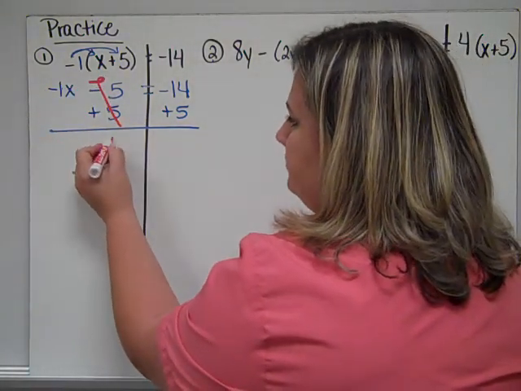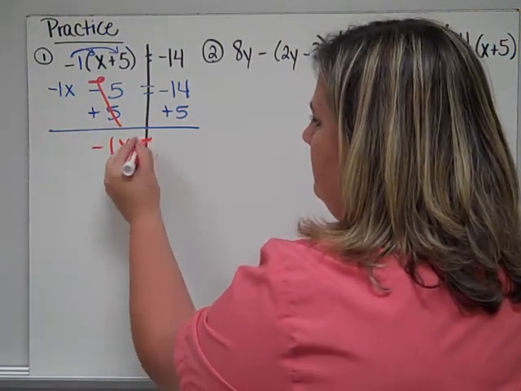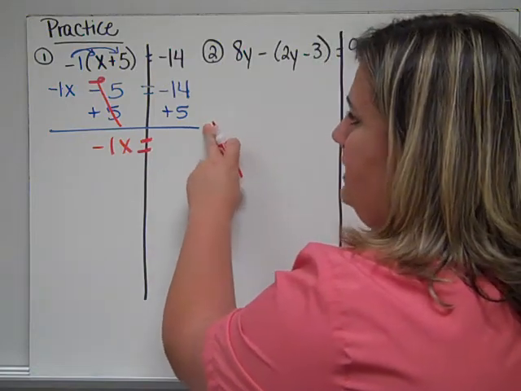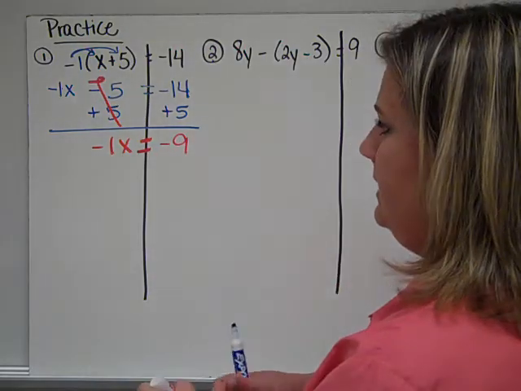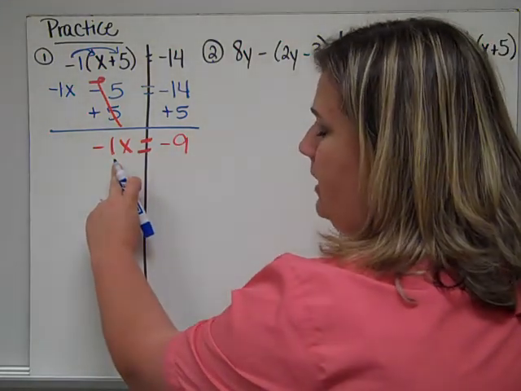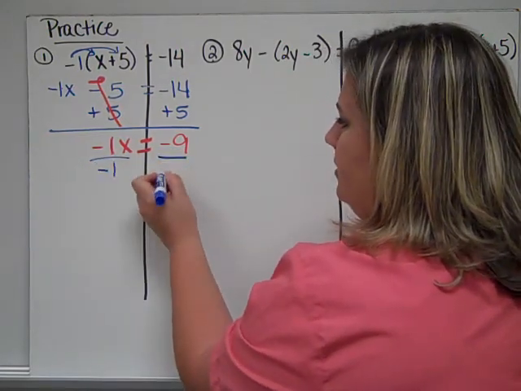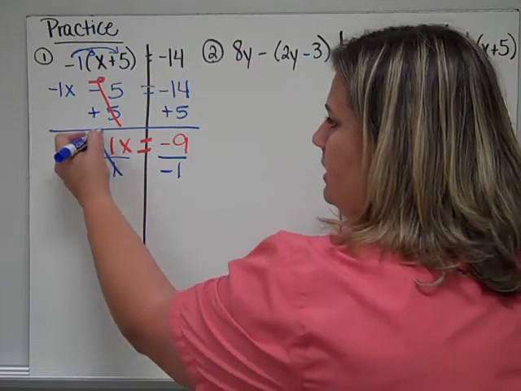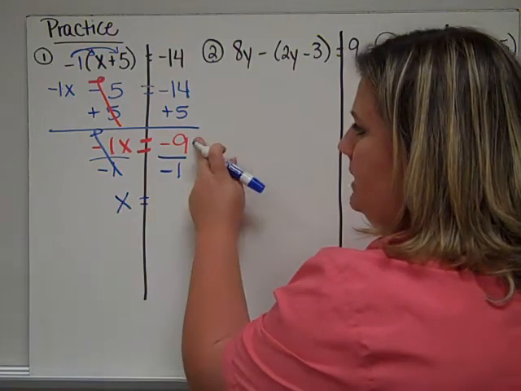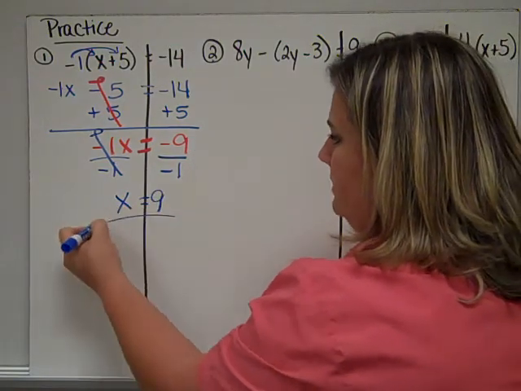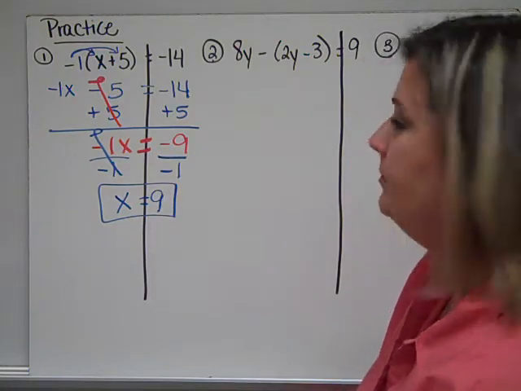So when I bring down the -5, +5, add up to 0, bring down the -1x, that equals, well, -14 and +5, that equals a -9. And again, I do not have a +1x here. I have a -1x. So we can't stop. We need to divide by that -1 coefficient. And -1 divided by -1 gives me that +1x. -9 divided by -1 is +9. Again, this one has one solution, and it's x equals 9.